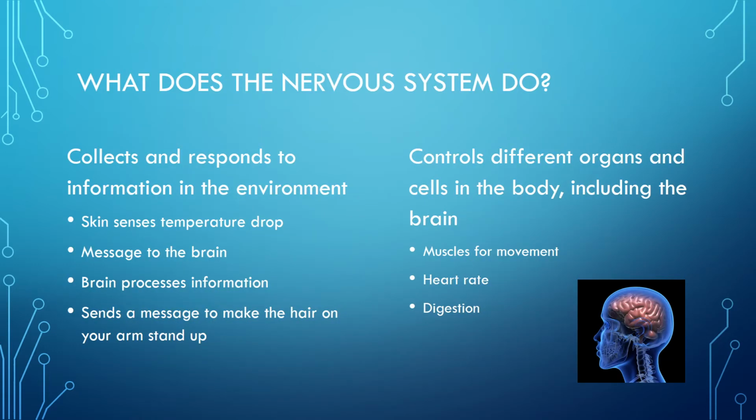So, now you've got all the words, let's work out basically what the nervous system does. Well, it just collects the information from your senses, from everything that's going on in your environment, passes it up to the brain. Your brain processes it and responds, sending out messages so it can control different organs and cells in your body, including the brain itself.